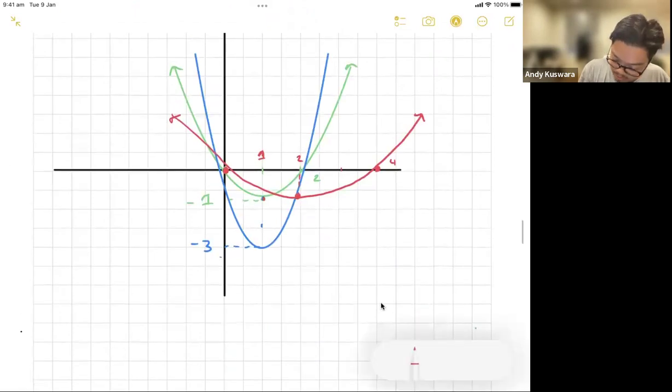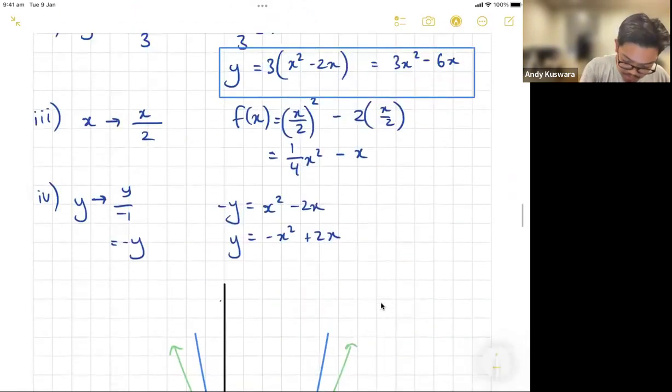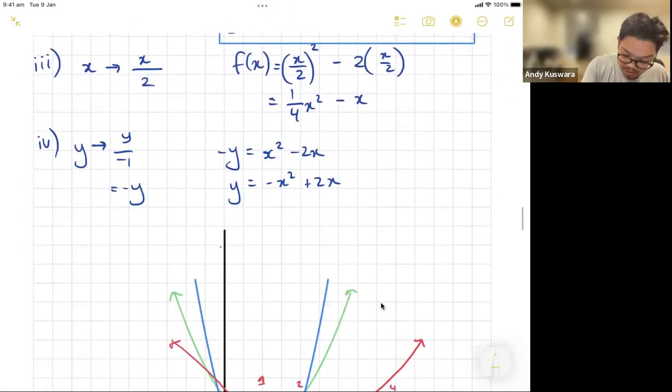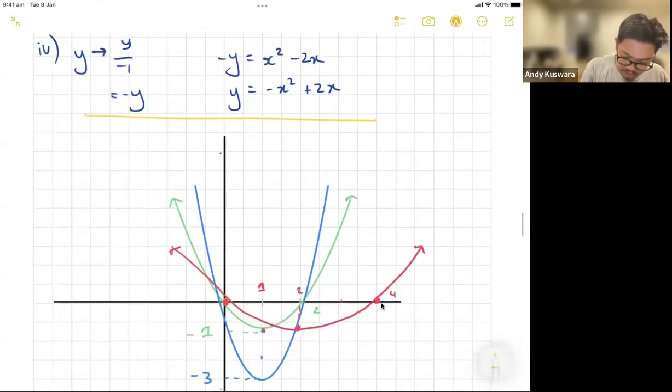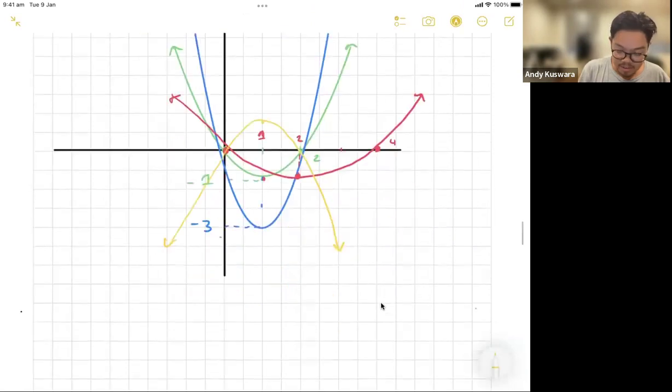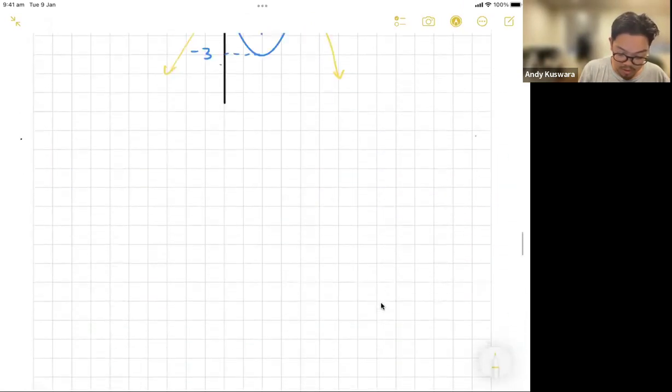So what ends up happening here, and let's do this in yellow, vertically dilated. You can sketch this if you want, but it ends up becoming whatever the green was. We're flipping it upside down. Okay, and that there is that. Okay, now there's one more. I think that's actually it.